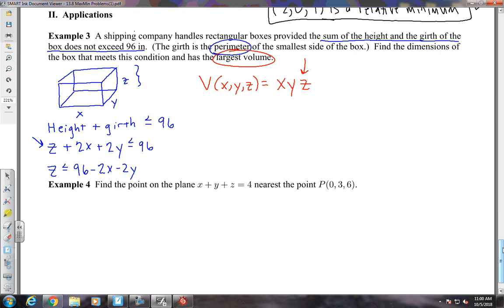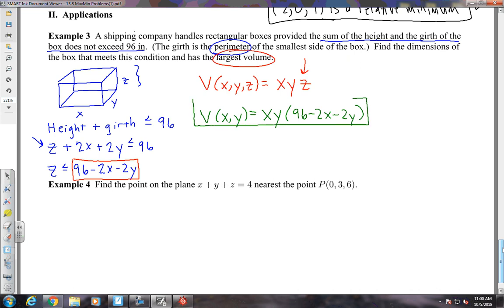So what we're going to do is replace the z value with what we found over here, which will also encode the restrictions for the girth into our function to be maximized. So we'll reduce the number of variables here. Volume dependent on x and y is x times y times 96 minus 2x minus 2y. Okay, so this is the function to be maximized. That is the hardest part of the problem.